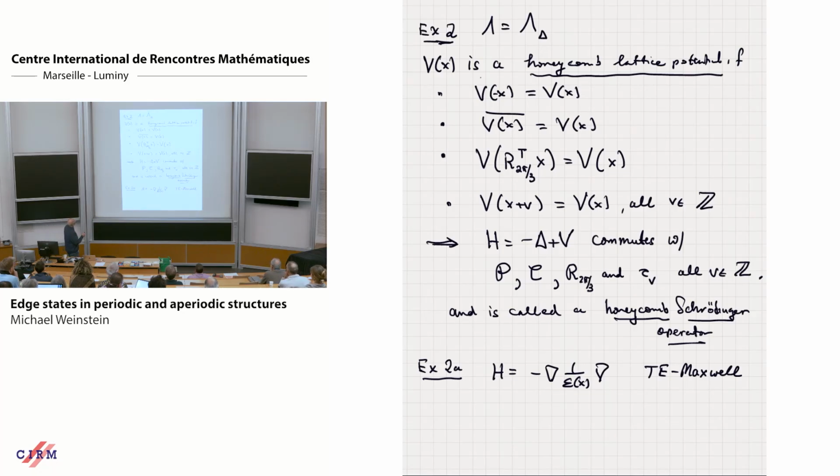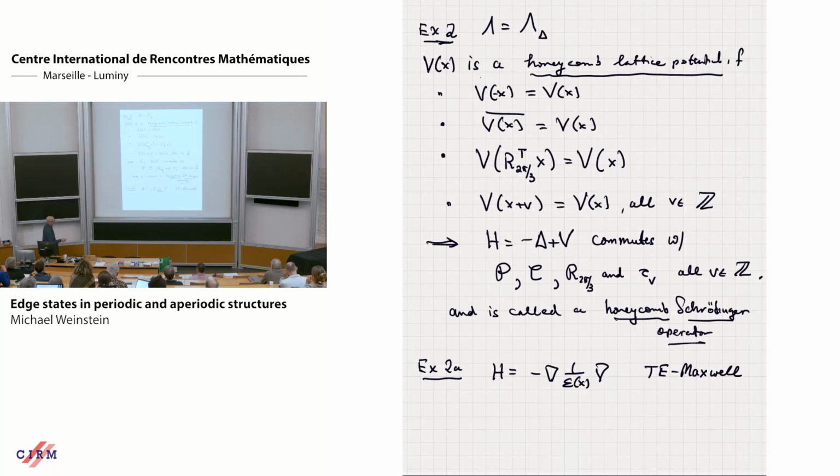Second example, a honeycomb lattice potential. We take the triangular lattice. Something's a honeycomb lattice potential if it's, again, even, real, now rotationally invariant by 120 degrees, and translation invariant. That should be for all v, not in Z2, but in the triangular lattice, equilateral triangular lattice. So here, H commutes with PC, rotation by 2 pi over 3, etc. And this v again is in the triangular lattice.